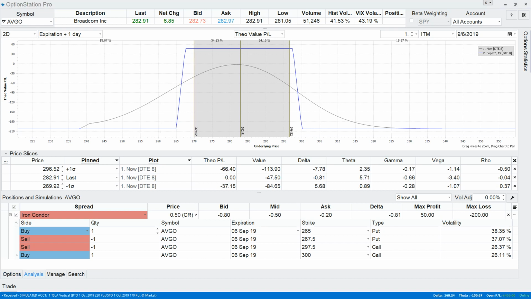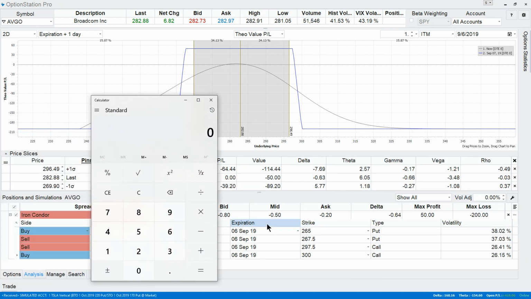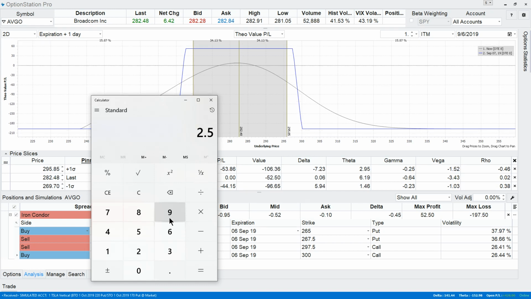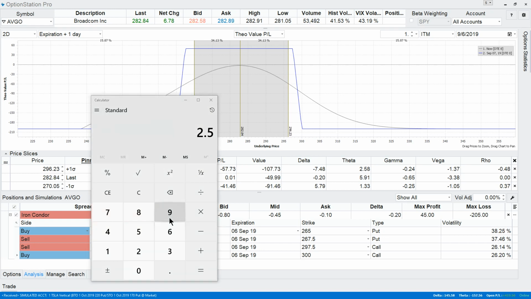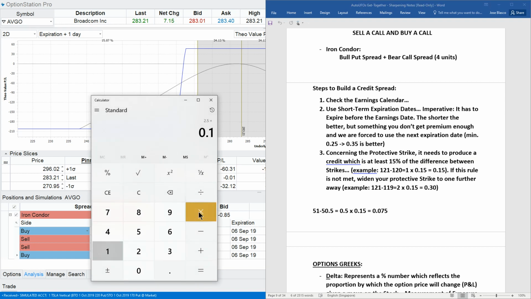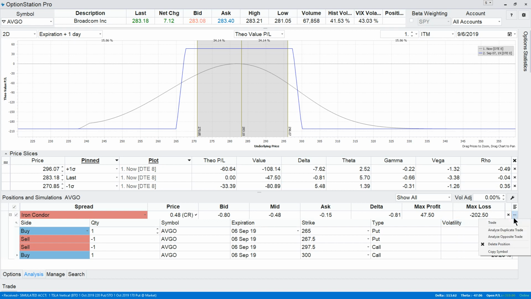Now, what is the maximum risk I have in this trade? The maximum risk you have in this trade is the distance between strikes, which is, as we can see clearly, easily $2.5. What is the maximum risk that we are willing to assume? 15% of the risk, which is the difference between strikes. How much is 15% of 2.5? It's 37 cents. And how much are we being paid? 45. So my friends, this is a valid trade, and therefore it's time to go for it.